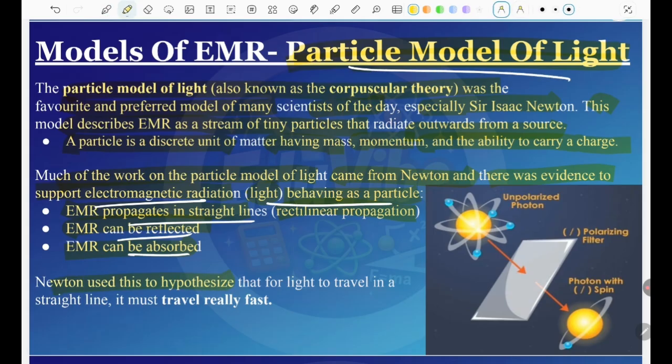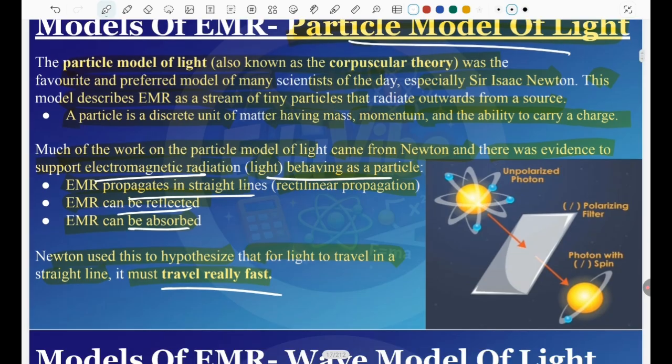Newton used the hypothesis that for light to travel in a straight line, it must be very fast. They also predicted that since light travels in a straight line, it must travel very fast. So that's all Newton can say in his theory about the particle model of light, and this is some theory you have to know.